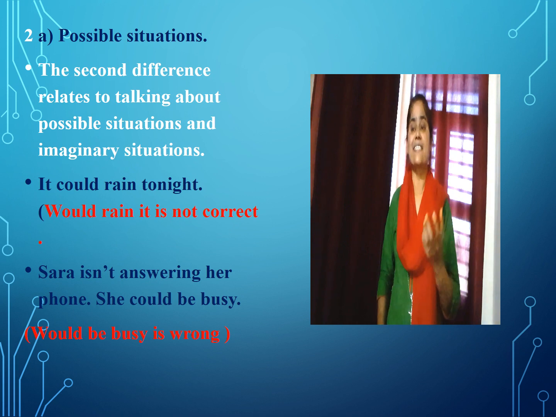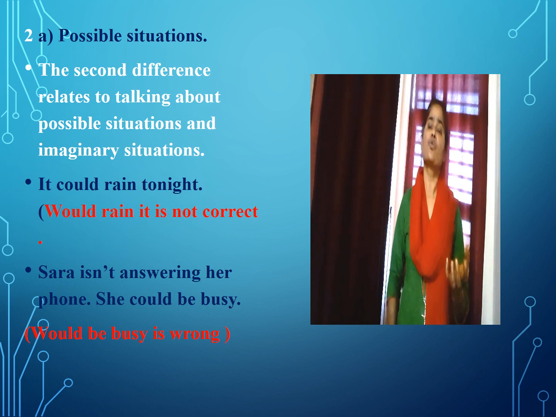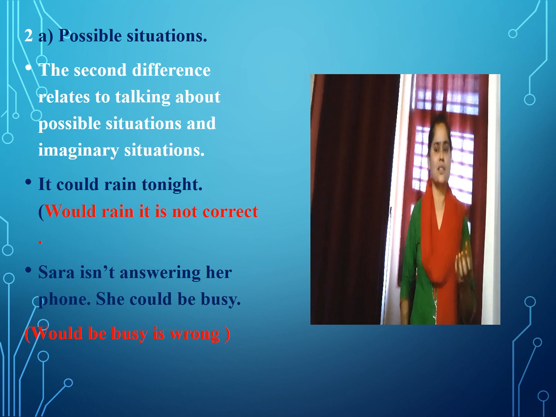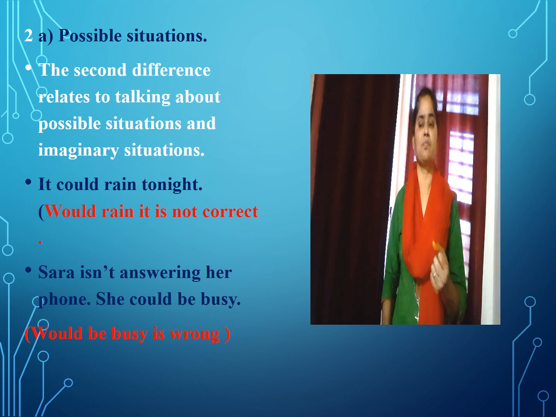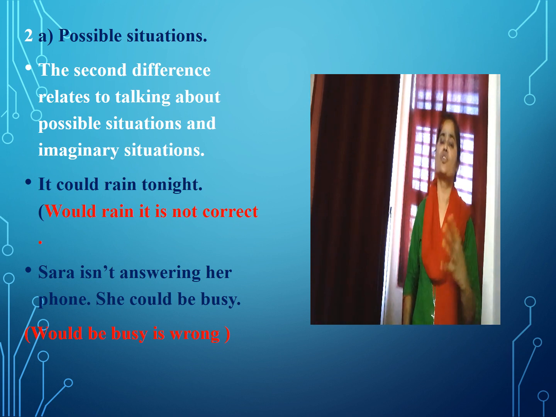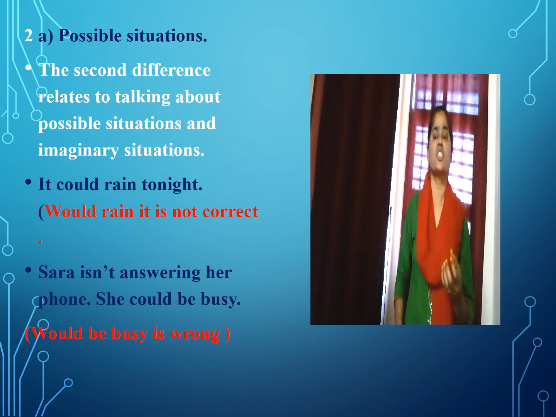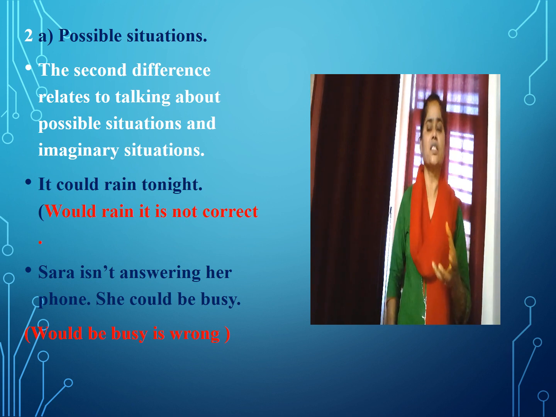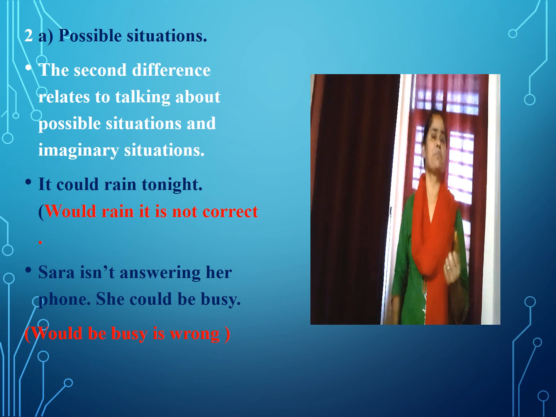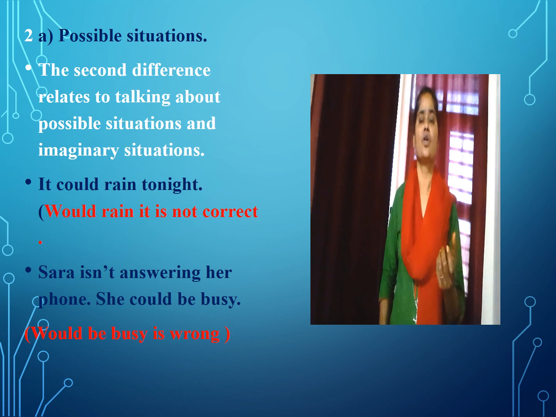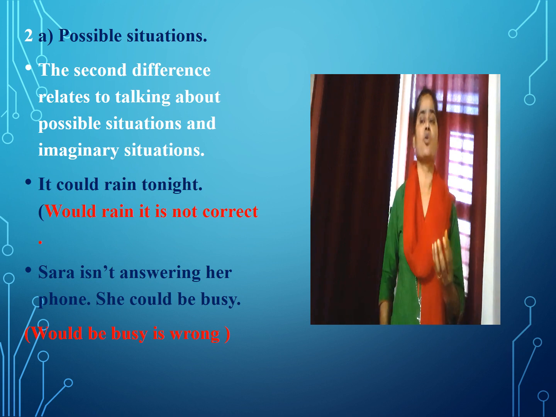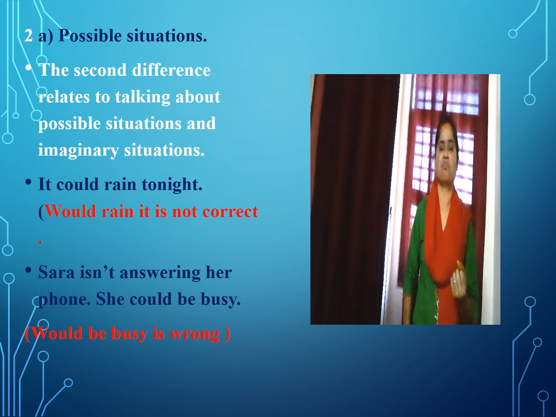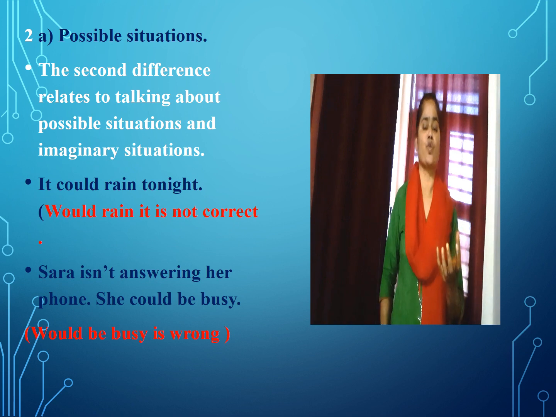Sarah is not answering her phone. She could be busy. That is, I am saying that it is possible that she is busy. Notice that in both of these sentences, could is not a past tense form. It is just used to show possibility. But I cannot use would for this purpose. So these are possible situations, but when we talk about imaginary situations, we prefer to use would.